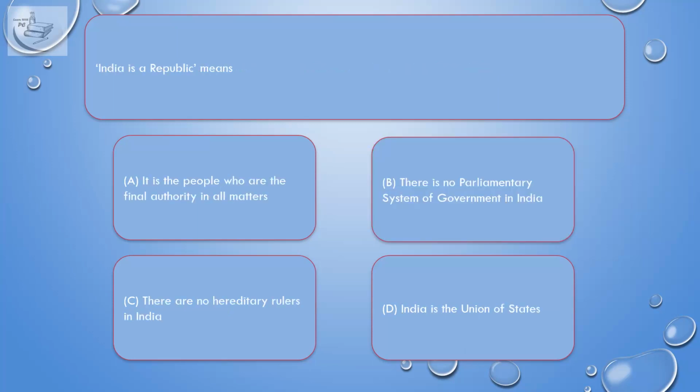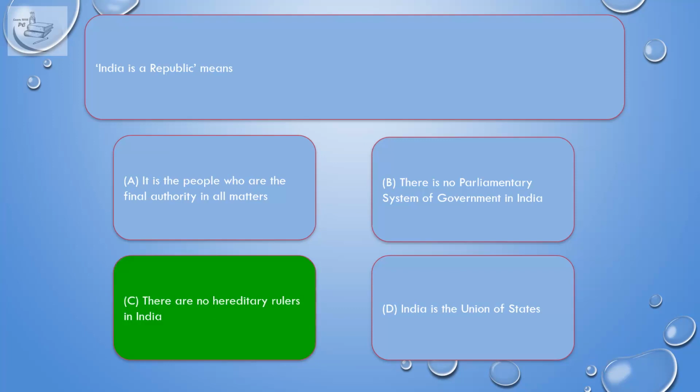Question: India is a republic means A. It is the people who are the final authority in all matters. B. There is no parliamentary system of government in India. C. There are no hereditary rulers in India. D. India is the union of states. Correct answer is C. There are no hereditary rulers in India.